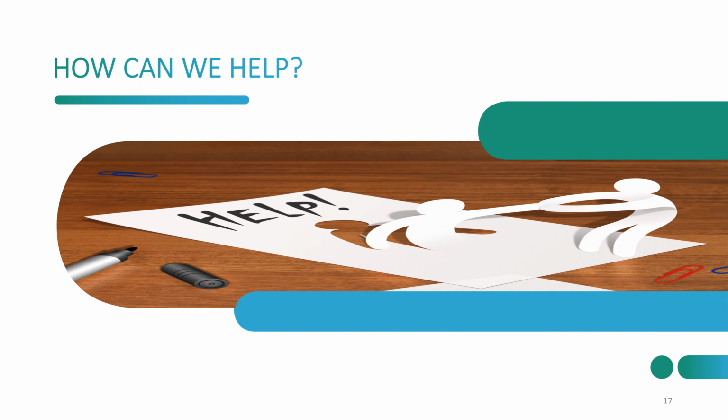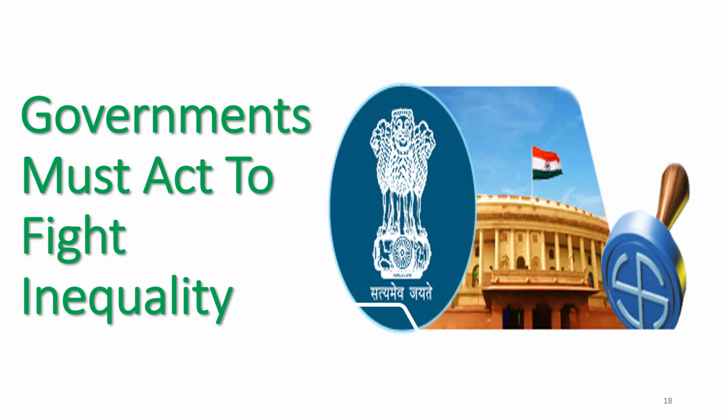So how can we help? First and foremost, government must fight inequality. Government must listen to ordinary citizens and take meaningful action to reduce inequality. All governments should set a concrete time-bound target and action plans to reduce inequality as a part of their commitment under Sustainable Development Goal 10 on inequality.